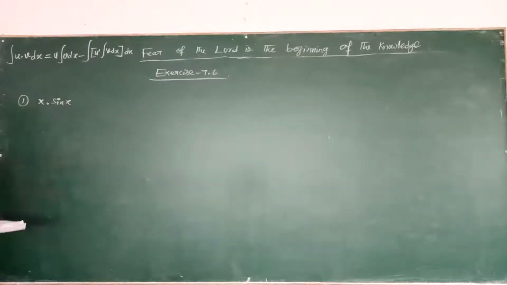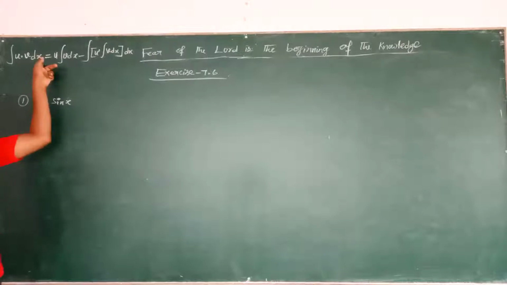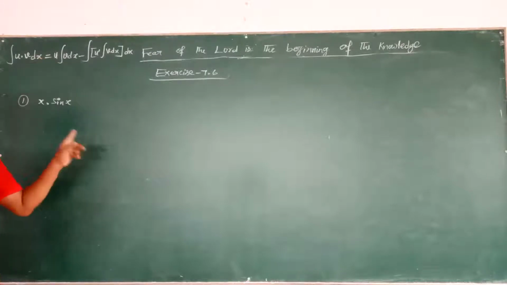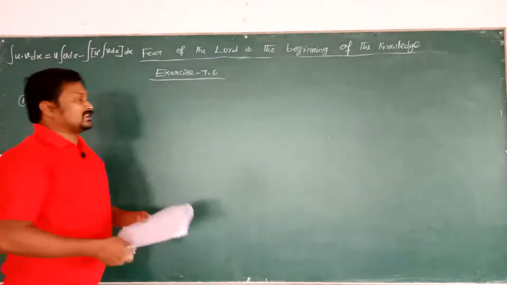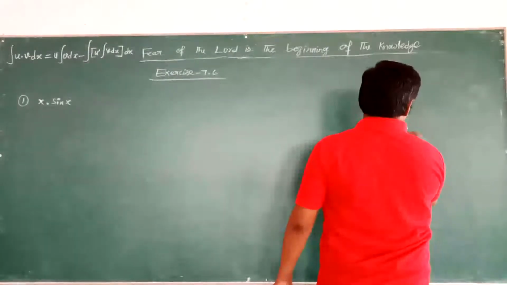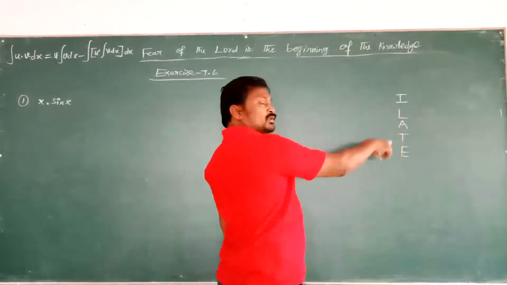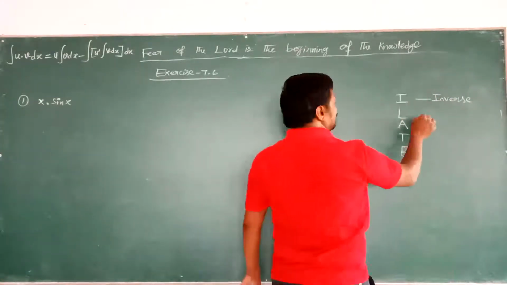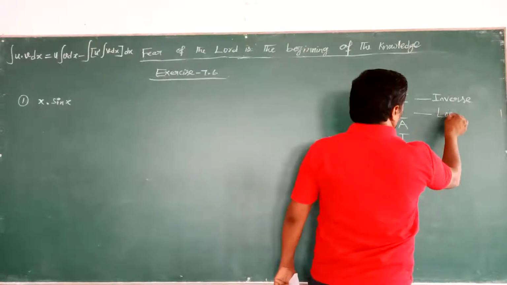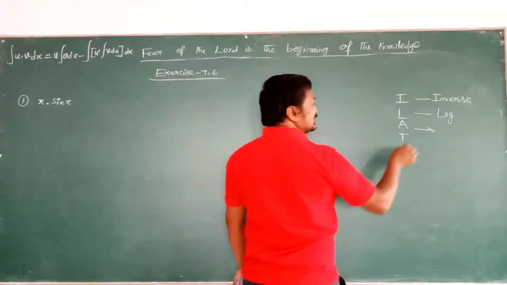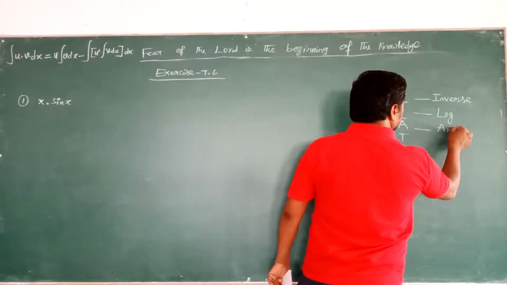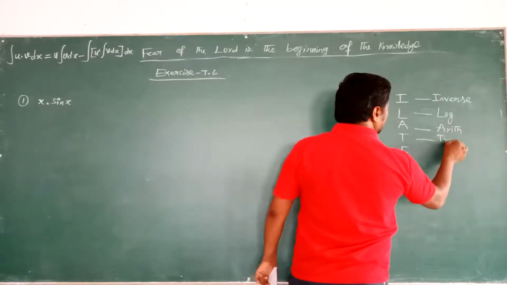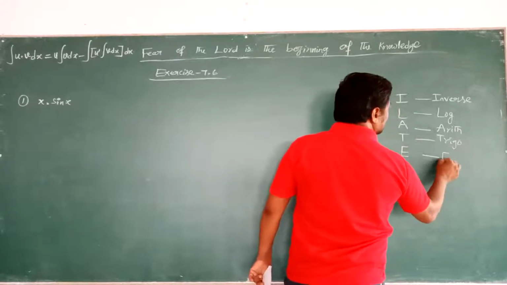And here, which one do you want to think of as u, and which as v? For that, you have to remember ILATE. In this way you have to give preference: first I for inverse trigonometric functions, L for logarithm, A for arithmetic, T for trigonometric, E for exponential.